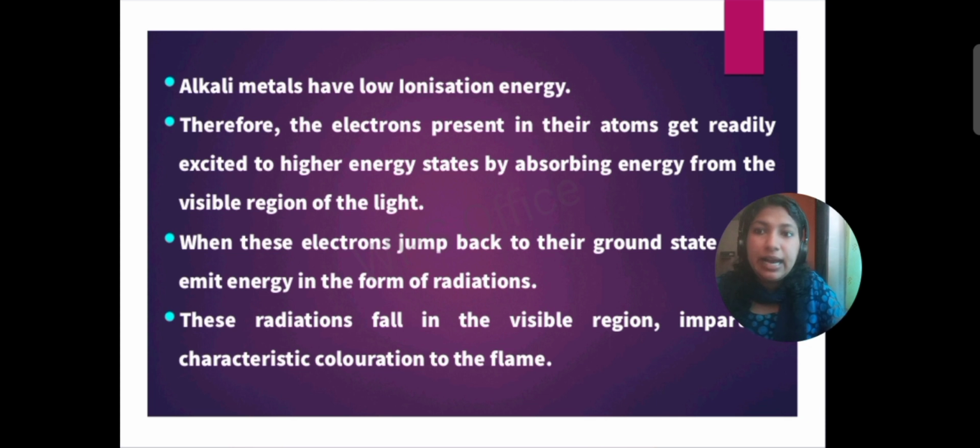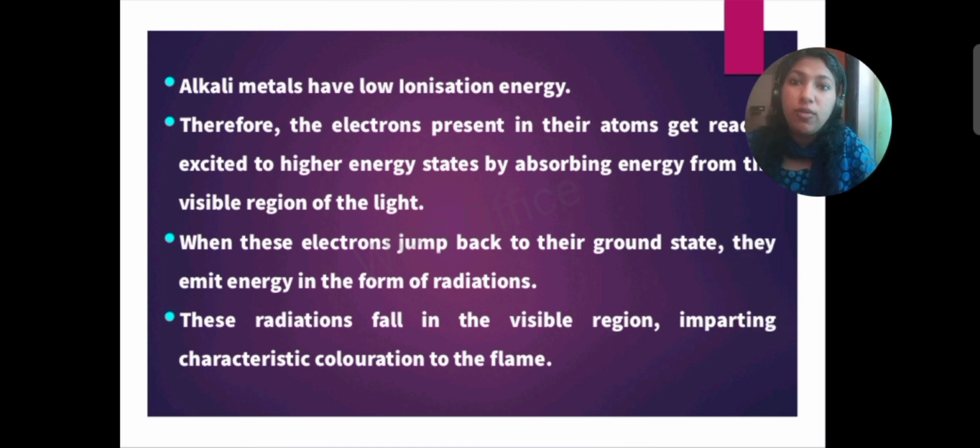Alkali metals have a low ionization energy, as we already discussed. Therefore the electrons present in their atoms get readily excited, because the outermost electron is loosely bonded to the nucleus due to low ionization energies. The electron gets excited to higher energy states by absorbing energy from the visible region of light. When these electrons jump back to the ground state, they emit energy in the form of radiation. These radiations fall in the visible region, imparting characteristic coloration to the flame.